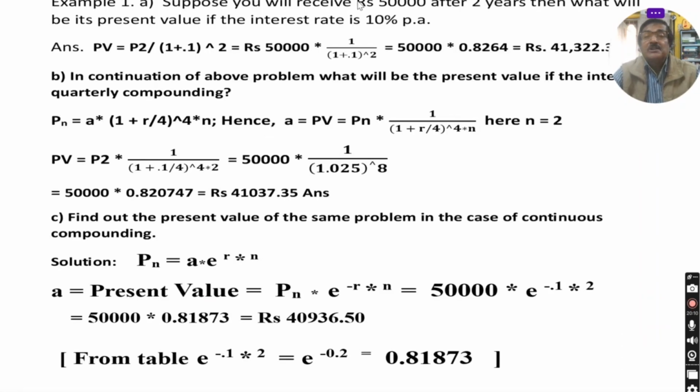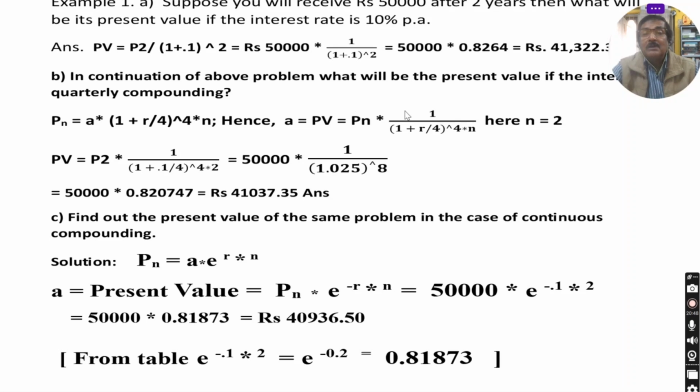First, suppose you will receive 50,000 after 2 years. Then what will be its present value if the interest rate is 10%? Though I have already discussed this, for better understanding I have repeated the discussion. Present value: after 2 years you are receiving 50,000, divided by 1 plus 0.1 squared, that means this amount. This is the amount which is considered as the present value.